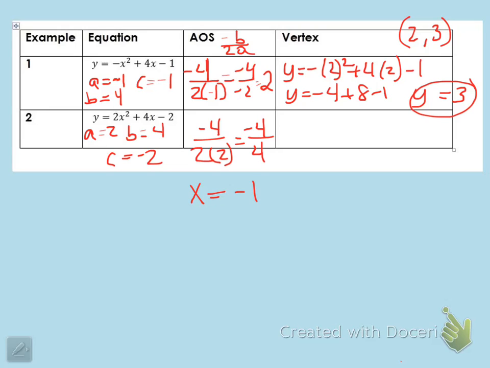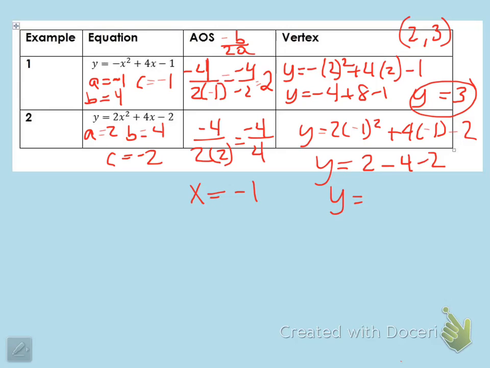Okay, now we got to plug it in for my vertex, so y equals 2 times negative 1 squared plus 4 times negative 1 minus 2. So y equals negative 1 squared is 1, times 2 is just 2. 4 times negative 1 is negative 4 minus 2. So y equals 2 minus 4 is negative 2, minus 2 is negative 4, but we have to write it as a point, so my answer is negative 1, negative 4.